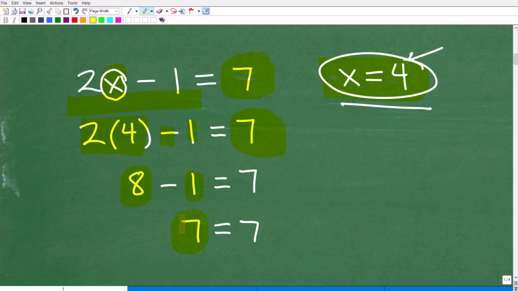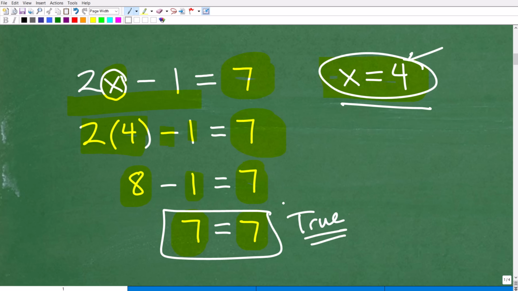Now, there's nothing for me to do on the left-hand side. I did all the math, so I'm going to compare that to the number that's on the right-hand side. Okay, so 7 equal to 7. Well, this is a true statement. Because this is true, because the left is equal to the right, the number that you plugged in that created that situation is in fact the solution. So x is equal to 4 is in fact a good solution. This is how you check solutions in equations, basic algebra.